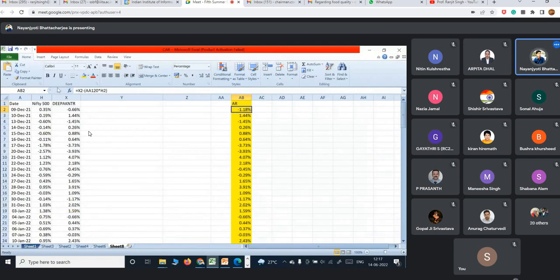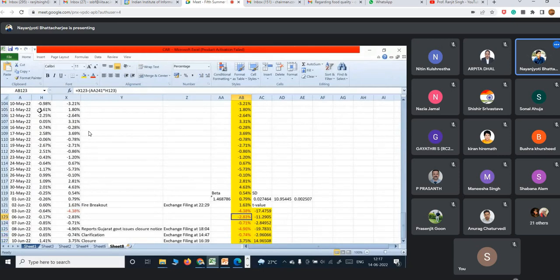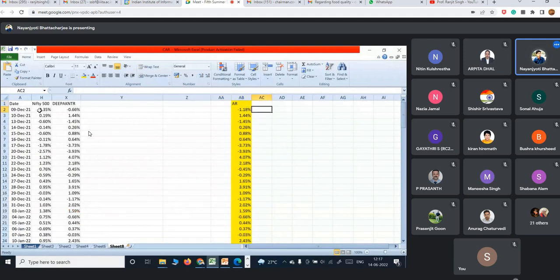It is nothing but the actual return, which is basically x2, minus your Nifty return on that given day multiplied by your beta. So that is all you need to find out your abnormal return. So how do I do it? I will again show you.